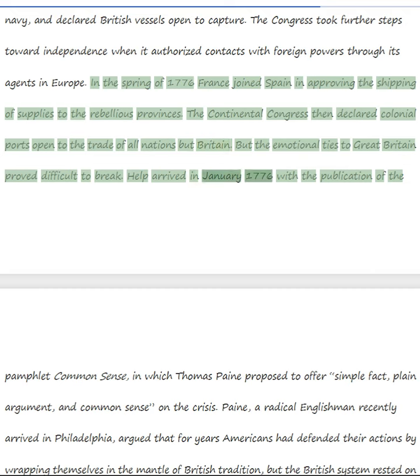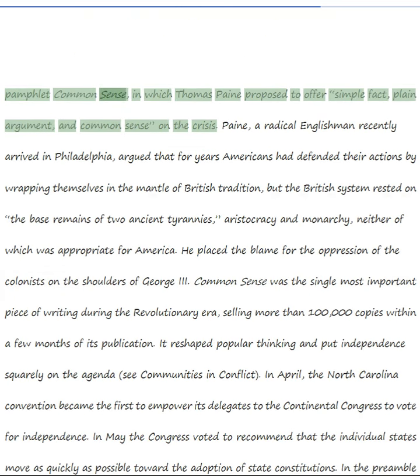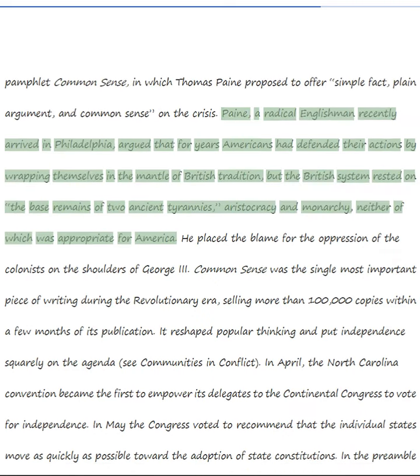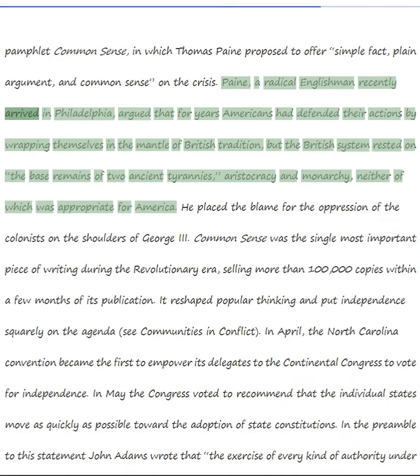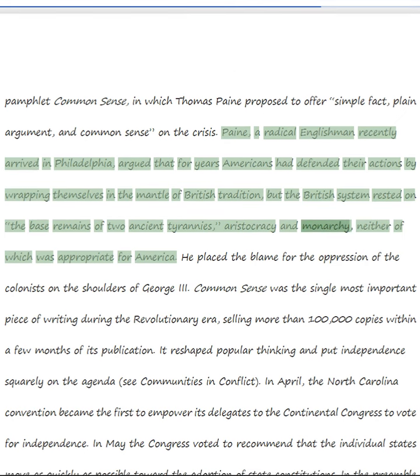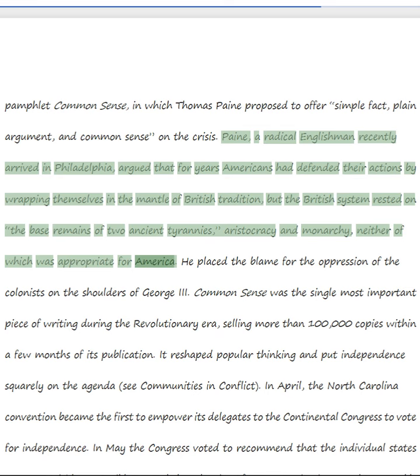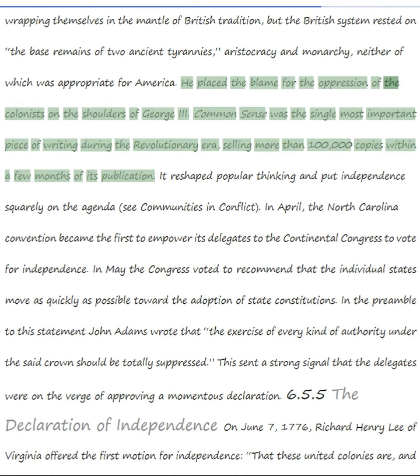Help arrived in January 1776 with the publication of the pamphlet Common Sense, in which Thomas Paine proposed to offer simple fact, plain argument, and common sense on the crisis. Paine, a radical Englishman recently arrived in Philadelphia, argued that for years Americans had defended their actions by wrapping themselves in the mantle of British tradition, but the British system rested on the base remains of two ancient tyrannies, aristocracy and monarchy, neither of which was appropriate for America. He placed the blame for the oppression of the colonists on the shoulders of George III.